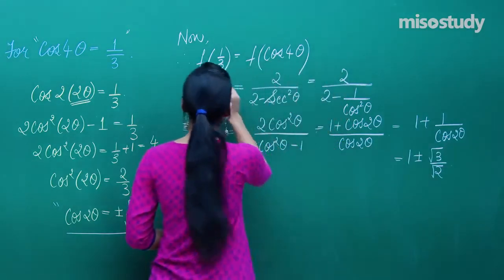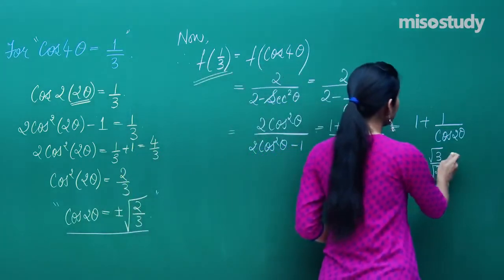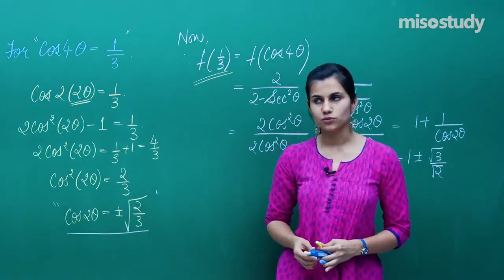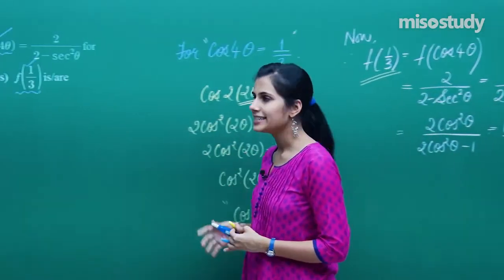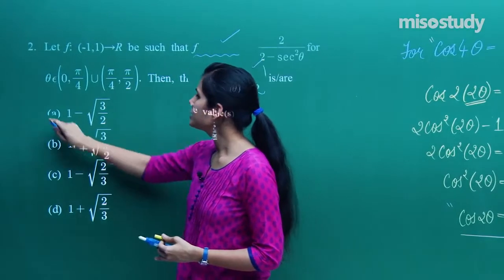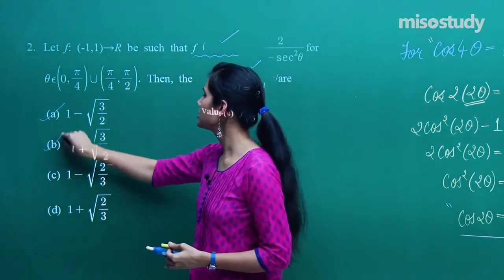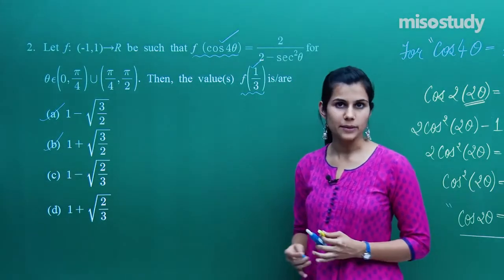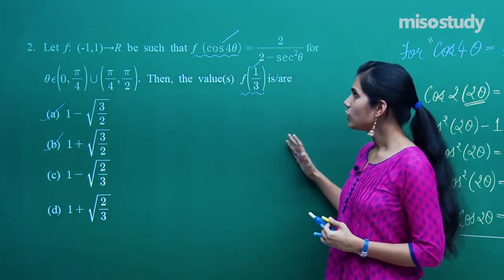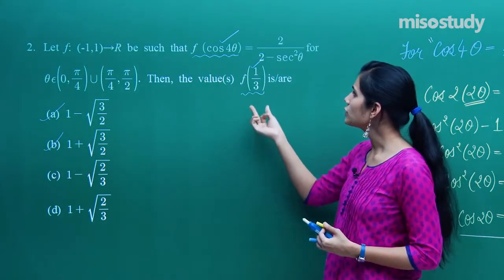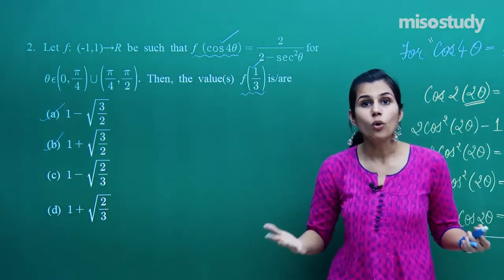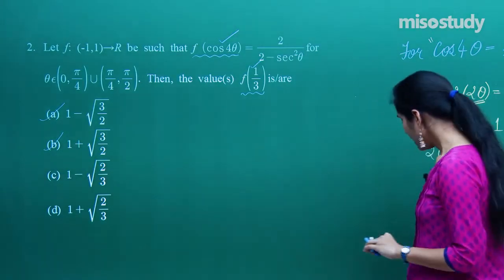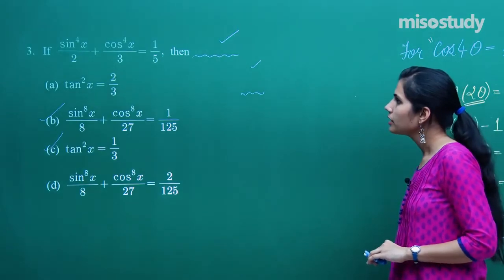That means f of 1 by 3 can be 1 plus root over 3 by 2 or 1 minus whole root over 3 by 2. And therefore, this is what you get as your solutions, 1 minus root over 3 by 2 and 1 plus root over 3 by 2, not this and not this, because reciprocal is coming over here. Fine, easy question, just understand the concept that when cos 4 theta will be equal to 1 by 3, then what is it that is going to be true? Use that and you get your result. Let's watch out for the next question.